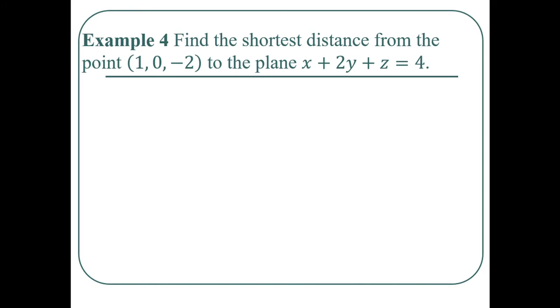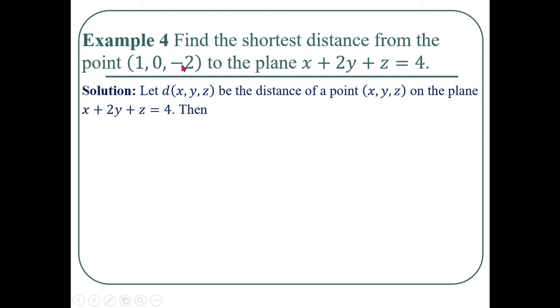Find the shortest distance from the point (1, 0, minus 2) to the plane x plus 2y plus z is equal to 4. That means you have to find the minimum value of the distance function. Finding the distance of the point (1, 0, minus 2) to the plane x plus 2y plus z is equal to 4, we denote that distance function by d of (x, y, z).